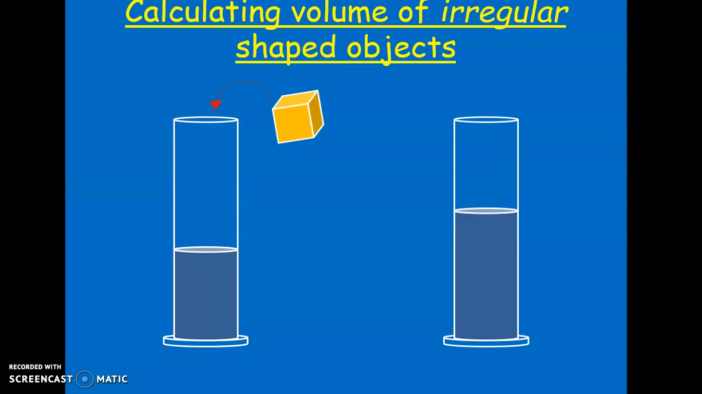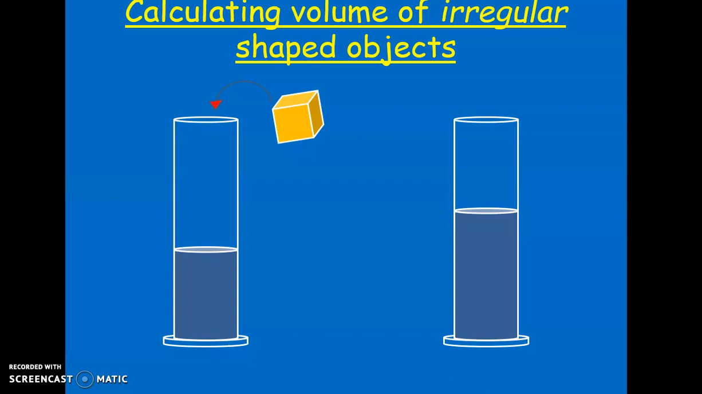And how much does it rise by? You might not know this, but the water level, the volume of water, increases by the same amount as the volume of the object that's been put inside it. So in this scenario, if we put a cube inside, the water level rises by the same volume as the volume of the cube. And we can use this idea to find the volume of irregular shaped objects.